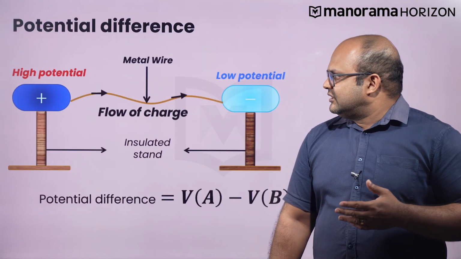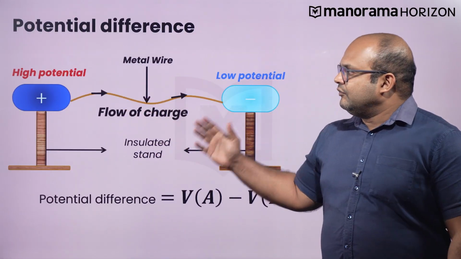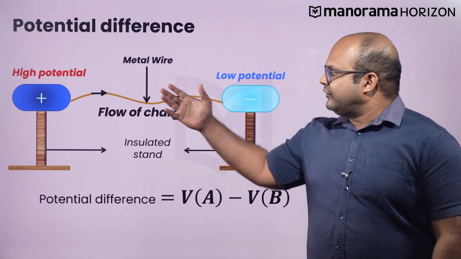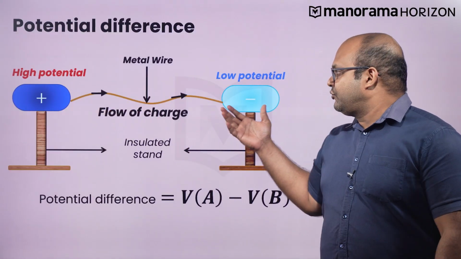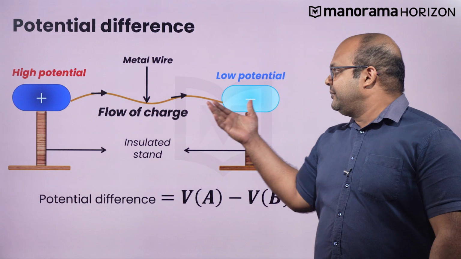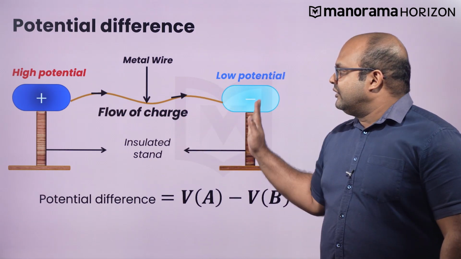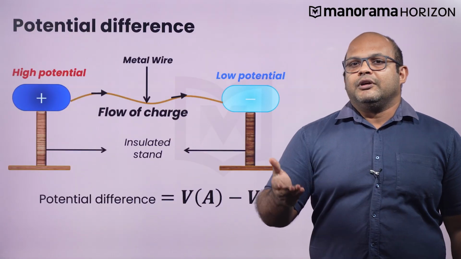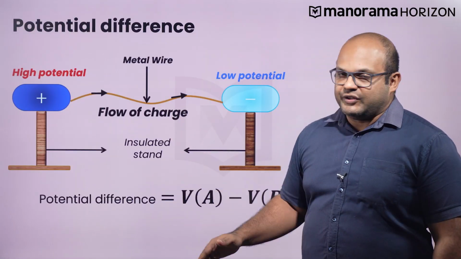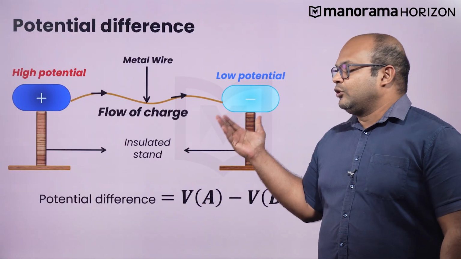For example, let us consider this system where we have two spheres A and B which are charged to different amounts. Sphere A has more charge compared to sphere B. Or we can say that sphere A has positive charge while sphere B has excess negative charge. If you were to connect these two spheres with a conducting wire, there would be a flow of charge. We would say that sphere A is at a higher potential and sphere B is at a lower potential.